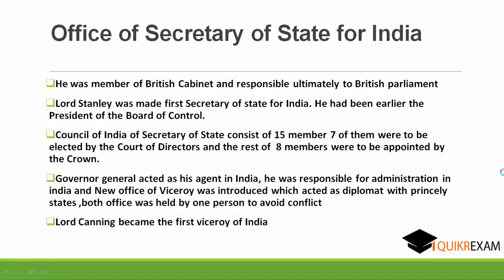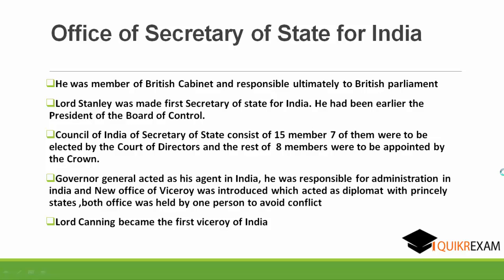Now they introduced the Council of India, which consisted of 15 members, out of which 7 members were to be elected by the Court of Directors and the rest 8 were appointed by the Crown. Now the Governor General acted as an agent of the Secretary of State and he kept control of Indian administration.